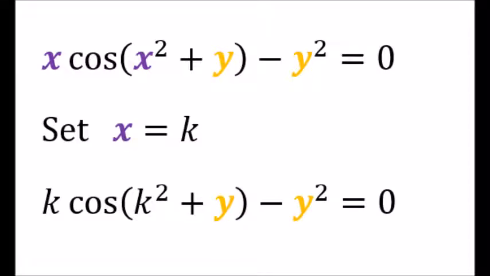One way is to apply the same approach, except make the variable x equal to a constant k this time. That leaves us with a function of y only. We have reduced a function of two variables down to a function of one independent variable. Much easier to handle.